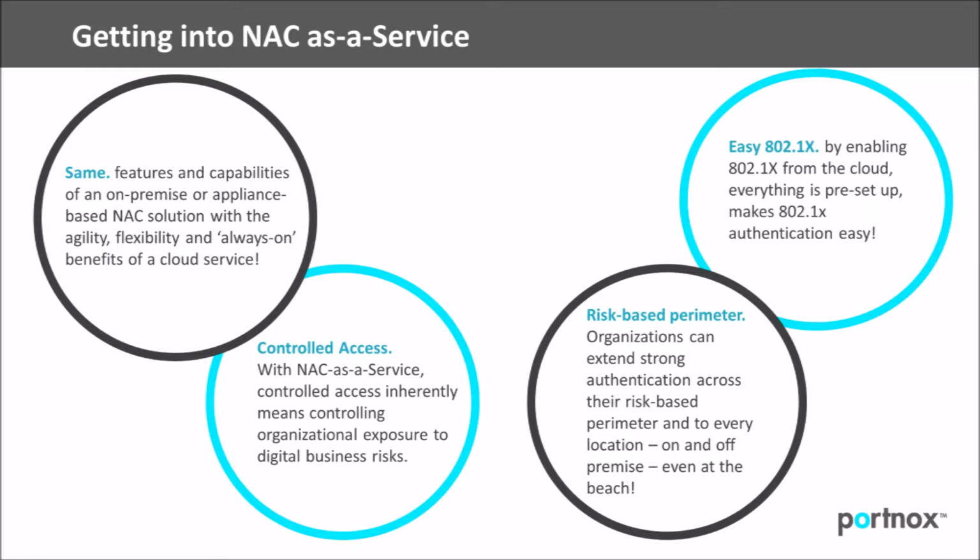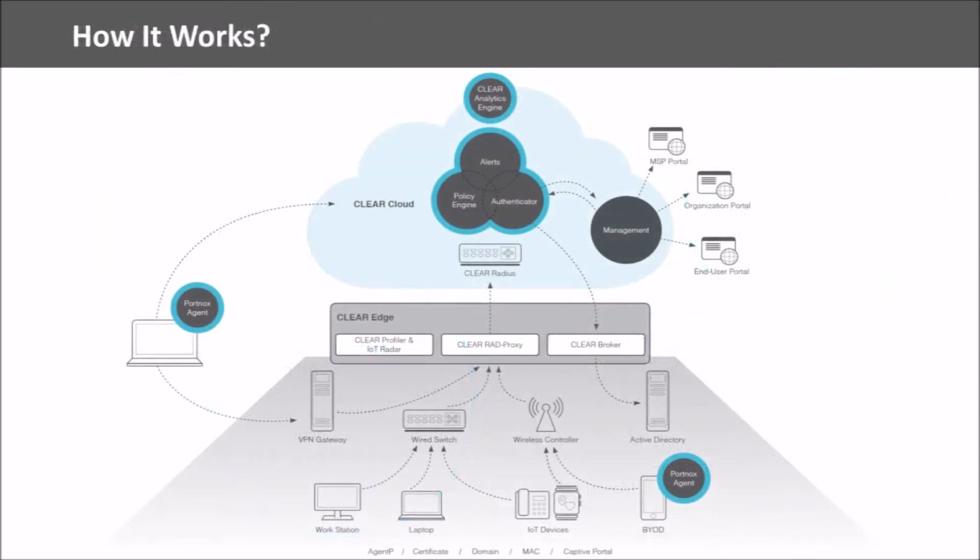In addition, NAC as a service is a one-of-a-kind offering in that it enables the strength of what used to be considered the impossibly complex 802.1x authentication protocol from the cloud as a service. By enabling 802.1x from the cloud, everything is already preset up, and so organizations can extend strong authentication across their risk-based perimeter and to every location, on and off-premise, even at the beach. It is that easy. With NAC as a service, controlled access inherently means controlling organizational exposure to digital business risks.